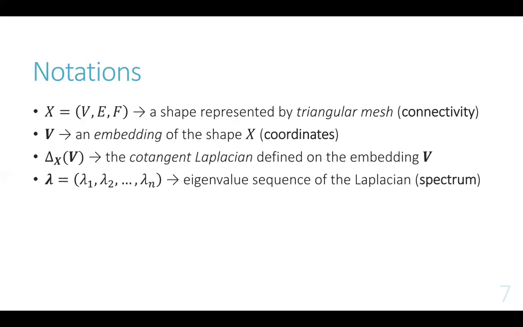And then we can compute the cotangent Laplacian defined on this embedding for that shape. We use lambda to represent the eigenvalue sequence of the Laplacian, so this is the spectrum. Lambda 1 to lambda n goes from the smallest eigenvalue to the largest eigenvalue.